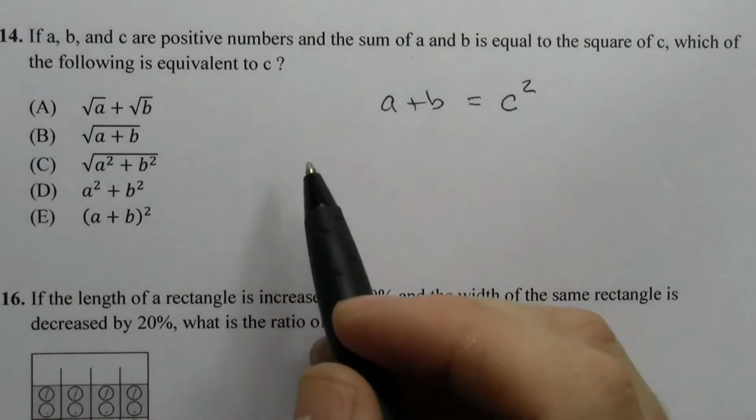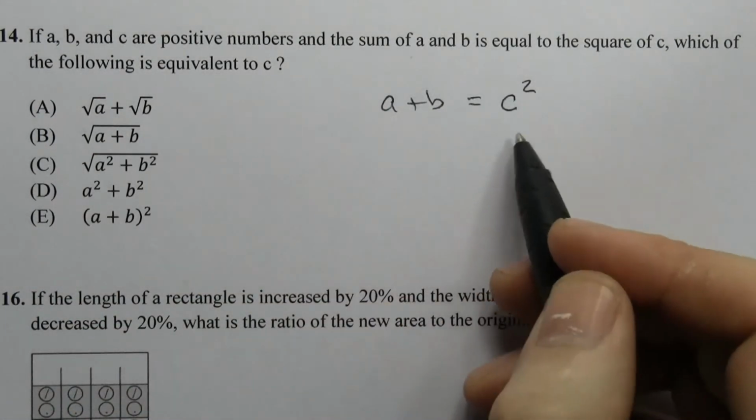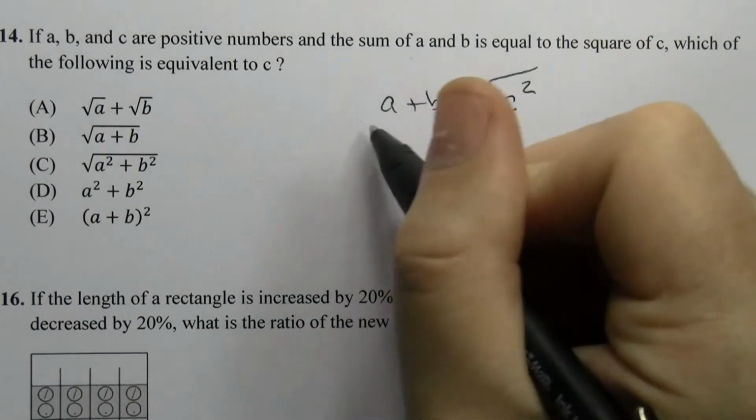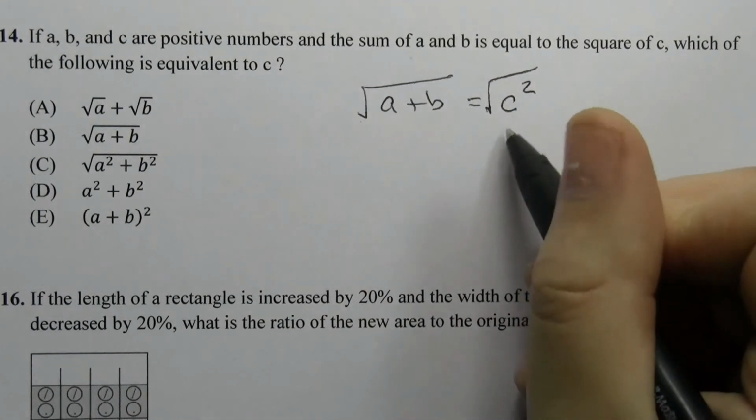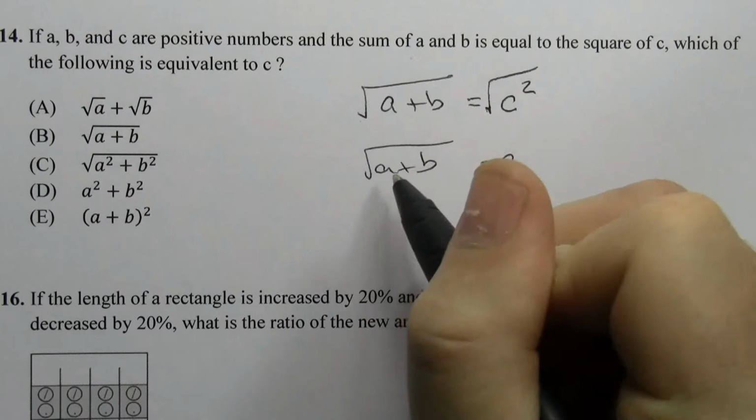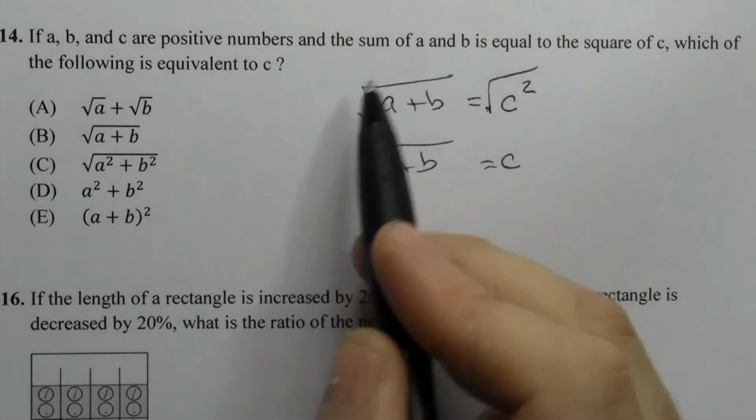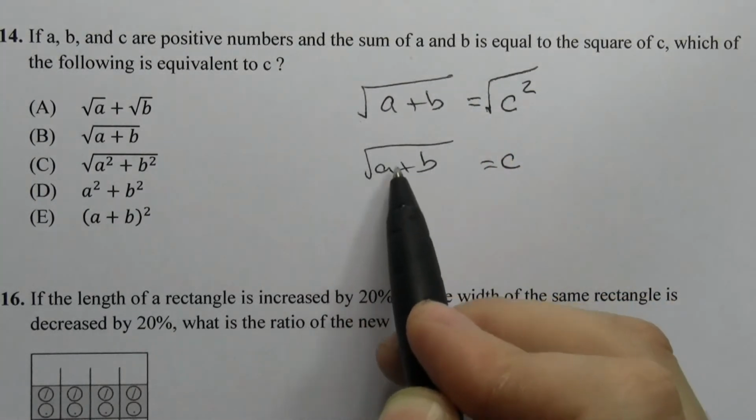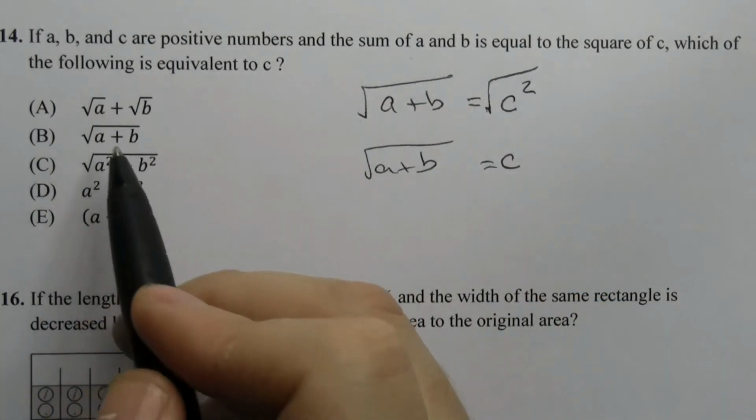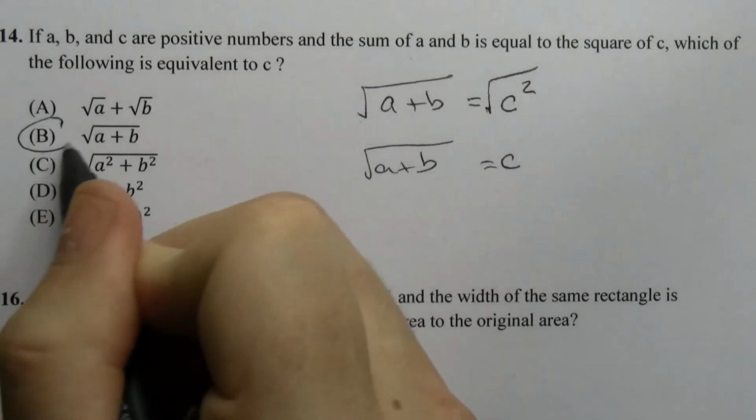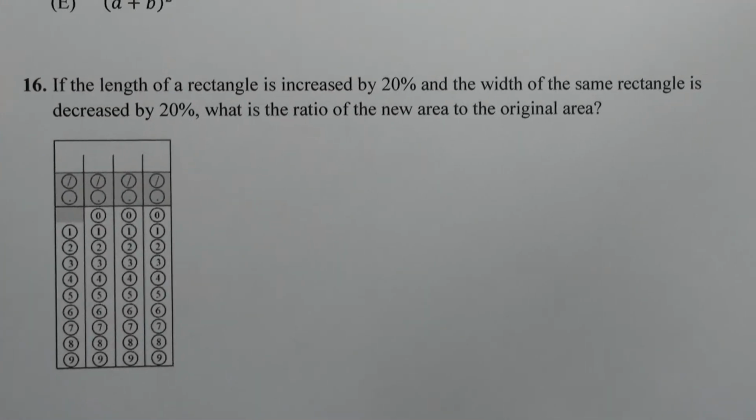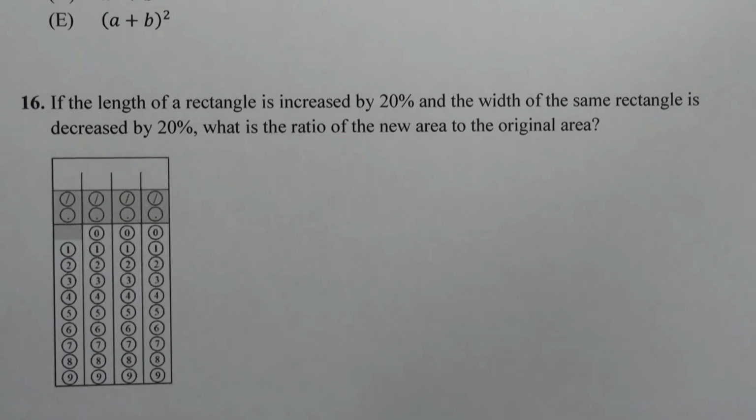And the question is just asking for what's the following is equivalent to C. So we just solve for C here. So we take the square root of both sides, and the square root of C squared is C, and that equals the square root of A plus B. Now it's not individualized, right? If you take the square root of a sum, you can't take the square root of each of the parts of the sum, right? You have to take the square root of the entire thing. So that's why A is incorrect and B is the correct answer. So I'm going to be careful with that. Okay, so again, straight translation. And lastly, let's look at number 16.